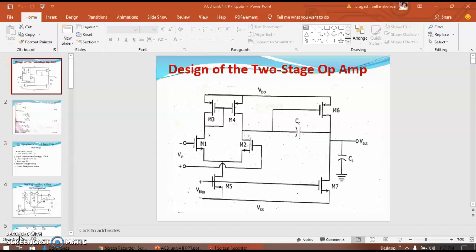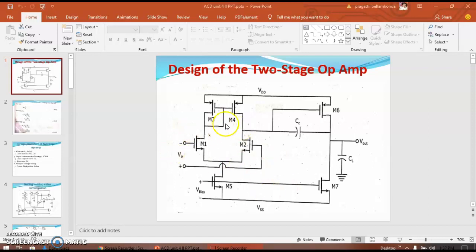The two-stage op-amp consists of the differential amplifier followed by a common source stage with a constant current load. You can see here it consists of a differential amplifier as input stage followed by a common source stage with a constant current load. Here the current source for the differential amplifier is implemented by an N-channel MOSFET transistor.